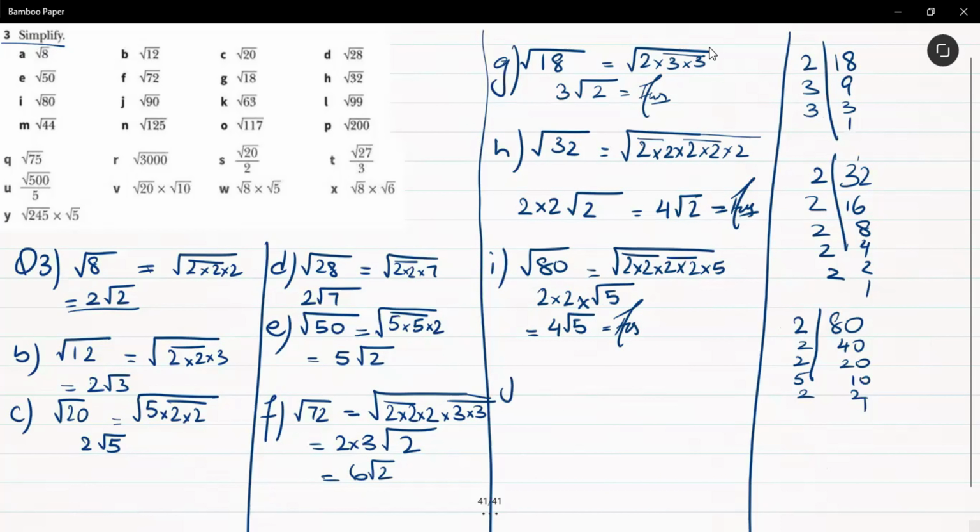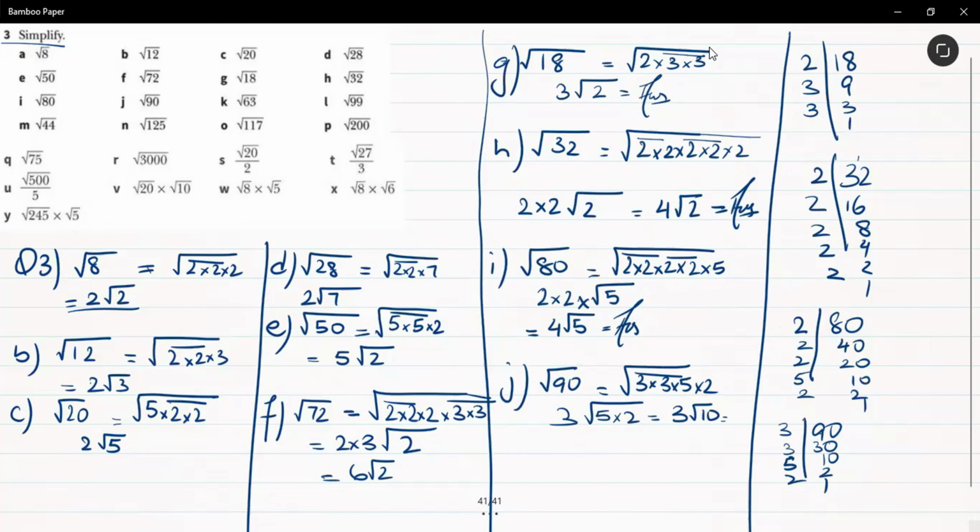Proceeding on to part J, under root 90 would be equal to what? Let's simplify this. 3 30s are 90, 3 10s are 30, 5 2s are 10, 2 1s are 2. So that would be under root 3 multiplied by 3 multiplied by 5 multiplied by 2. We have a pair of 3, so outside we write 3, but inside we remain with 5 and 2. So 3 under root 10 is our answer for part J.